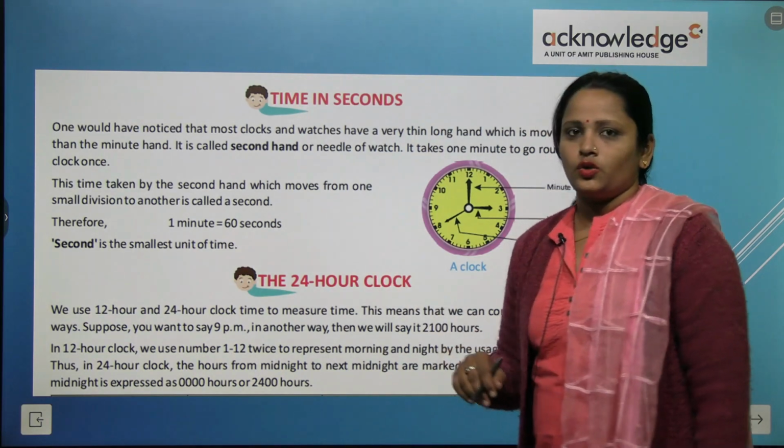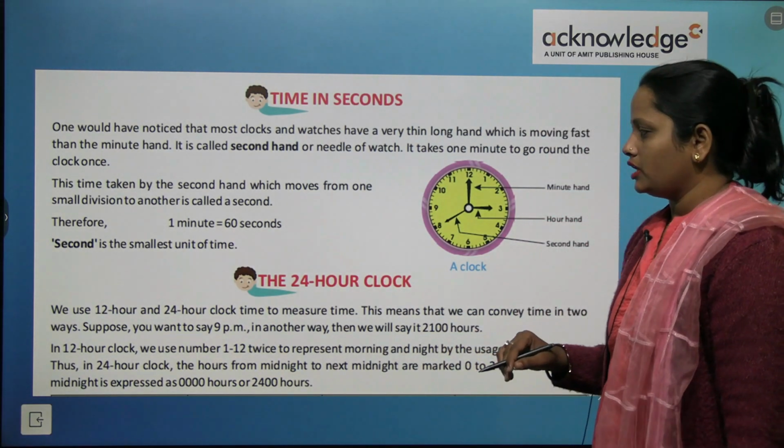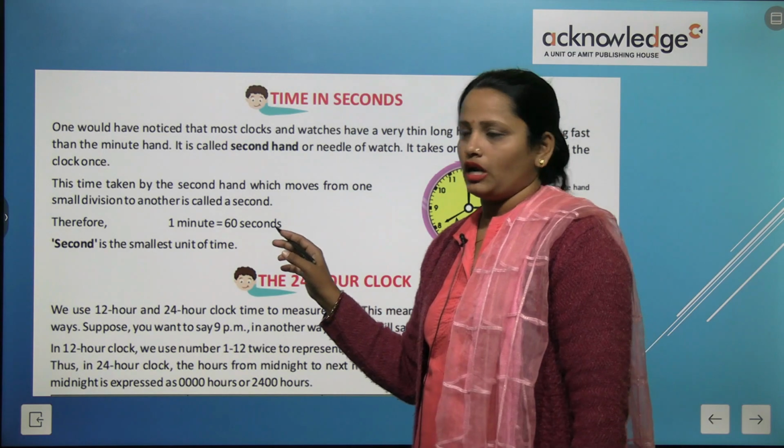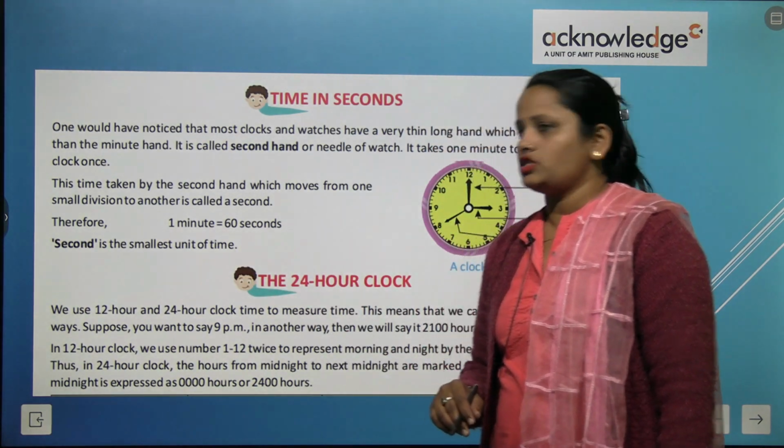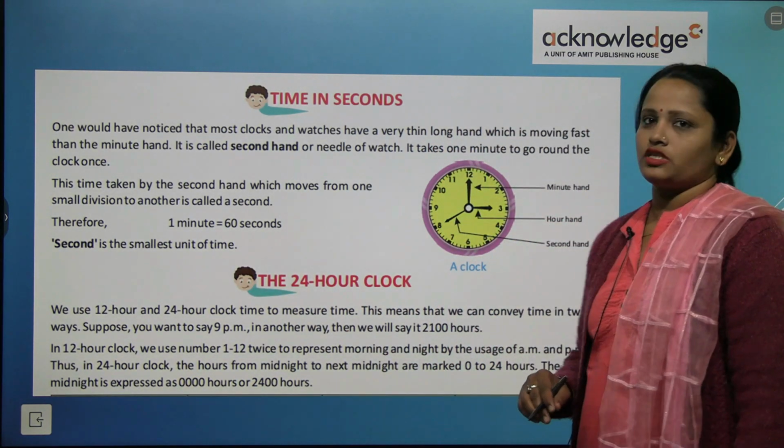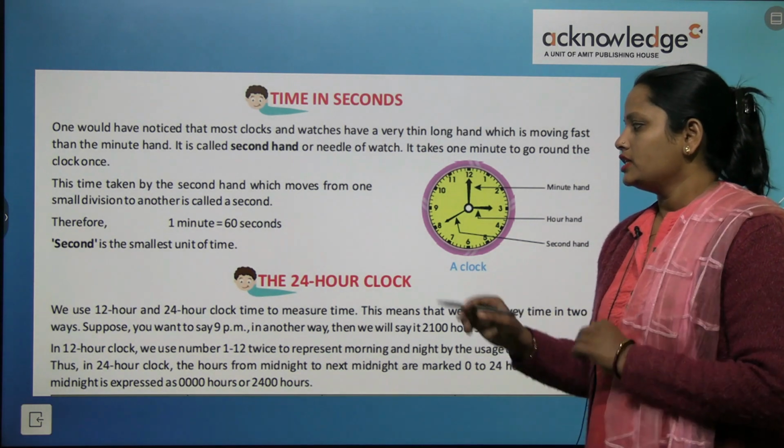1 minute is equal to 60 seconds. और ये जो 1 minute है वो 60 seconds के बराबर है. Second is the smallest unit of time. और ये second है ये सबसे छोटा smallest unit है time का.